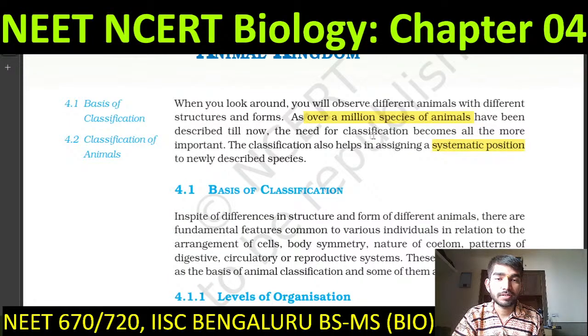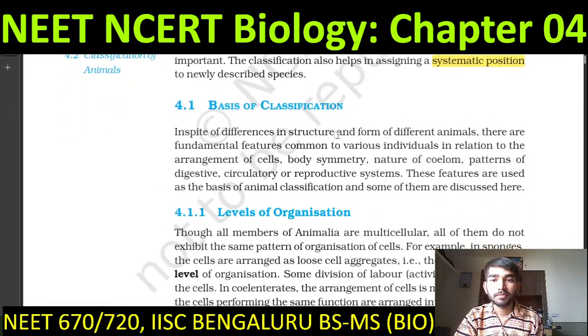This is what we also discussed in our first class, that after identifying an organism, we need to classify them to properly understand their relationship with the already described organisms. So that is why systematically placing it in different groups is also very important. And now we are going to focus on the organisms that are placed in the animal kingdom.